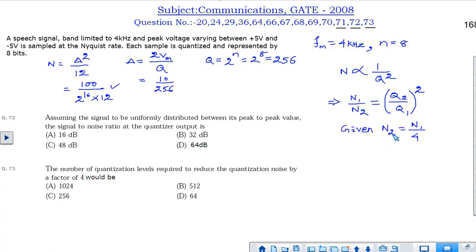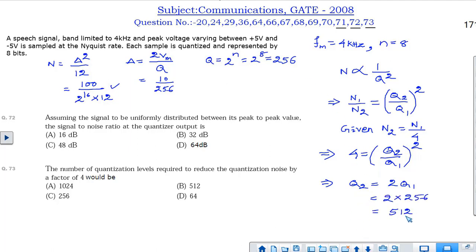In the question we have to reduce the noise power by a factor of 4, so N2 equal to N1 by 4, or we can say N1 by N2 equal to simply 4, which is equal to Q2 by Q1 whole square. Hence Q2 will be equal to 2 times Q1. Previously the quantization level Q1 was equal to 256, so Q2 has to be 256 into 2, that is 512, so Q2 equal to 512. So for the quantization noise to be reduced by a factor of 4, the quantization level has to be doubled, that is 256 into 2, that is 512. So option B is the correct answer for question number 73.